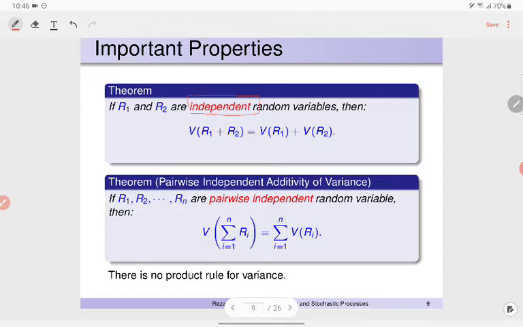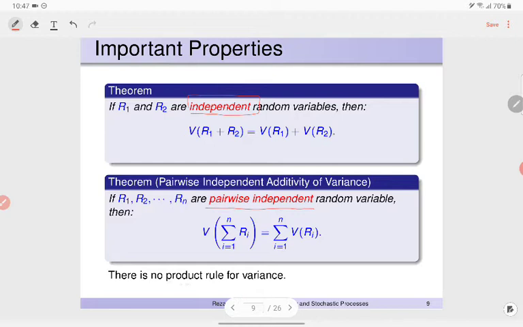What if we have more than just two random variables? Then the necessary condition is that they are pairwise independent. We don't actually need them to be mutually independent. Pairwise independence is enough. If R1, R2 until Rn are pairwise independent random variables, then the variance of the summation of i equal to 1 until n of Ri is equal to the summation of i equal to 1 until n of the variance of Ri.